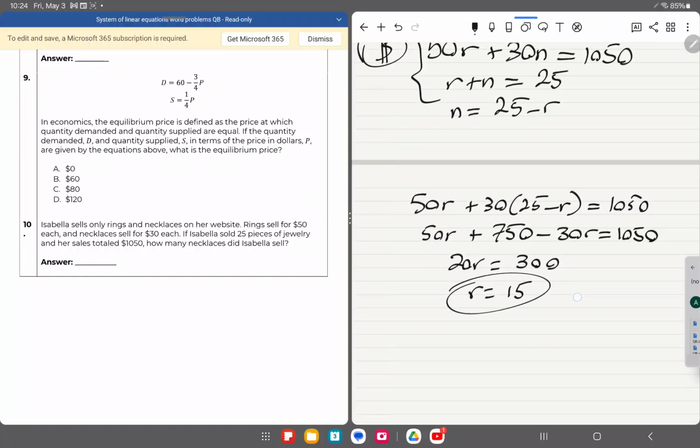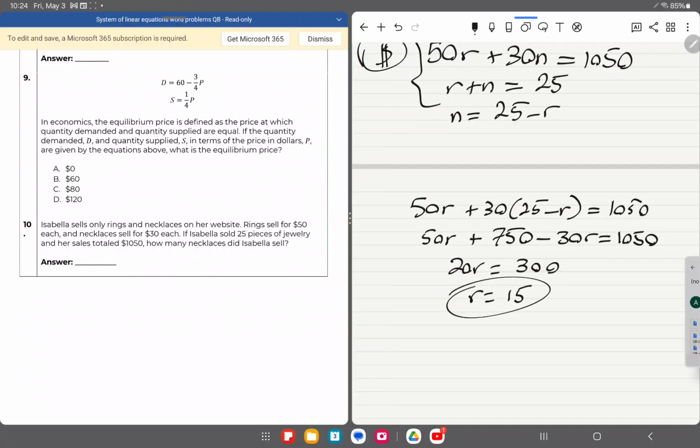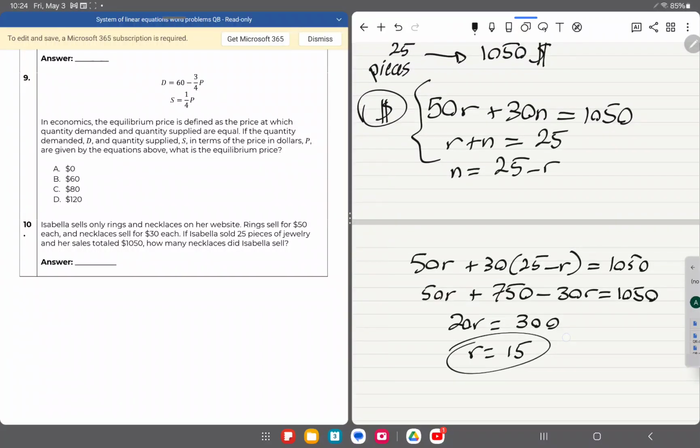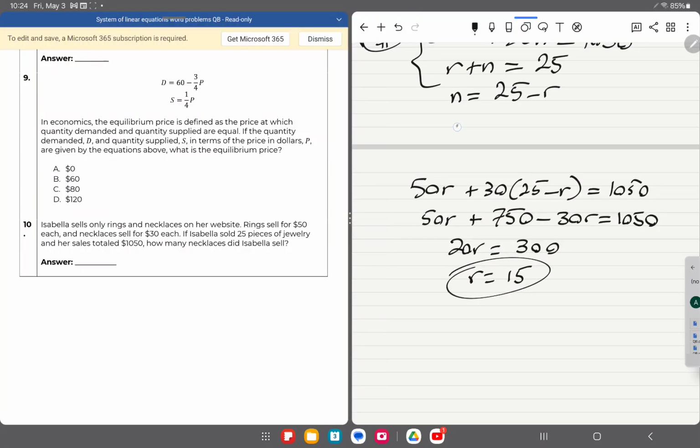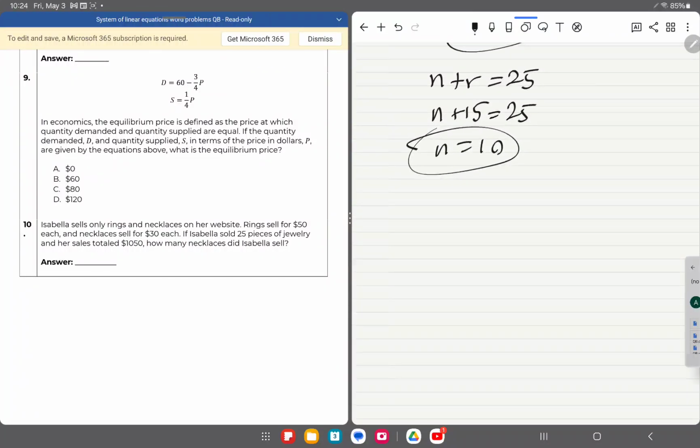Okay, do the exact opposite. If you want to get n, put n. Sorry, I made a mistake up there. If you want to make it shorter, put r is equal to 25 minus n. So if you want to get the necklaces, make sure that the variable you are solving for, n, is what you're getting. So n plus r is equal to 25. n plus 15 is equal to 25. n is equal to 10. Sorry, guys.